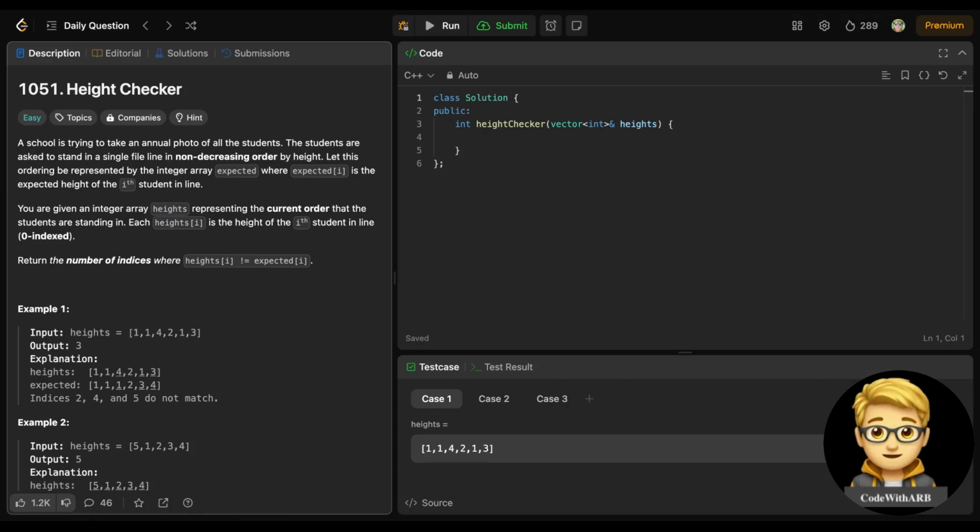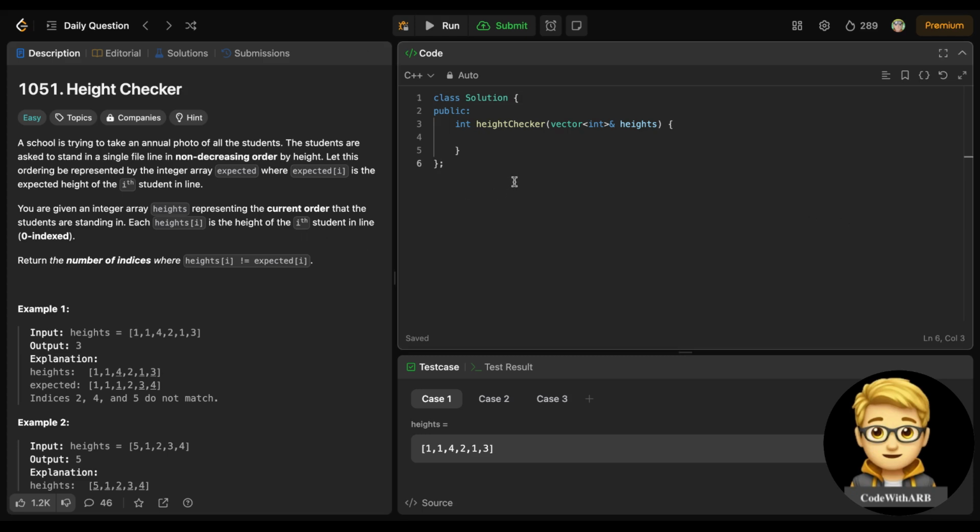A school is trying to take an annual photo of all the students. The students are asked to stand in a single file line in non-decreasing order by height. Let this order be represented by the integer array expected, where expected[i] is the expected height of the ith student in line. You are given an integer array heights representing the current order that the students are standing. Each heights[i] is the height of the ith student in line. We need to return the number of indices where heights[i] is not equal to expected[i].